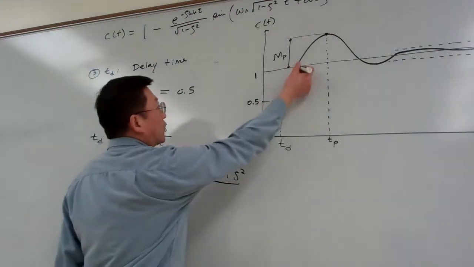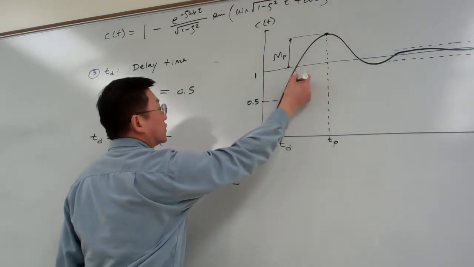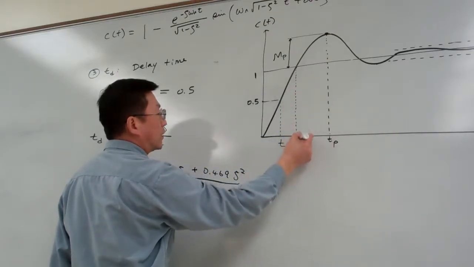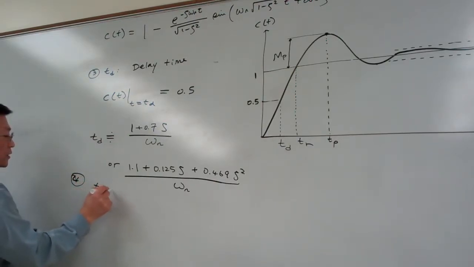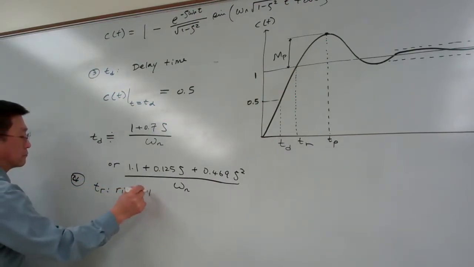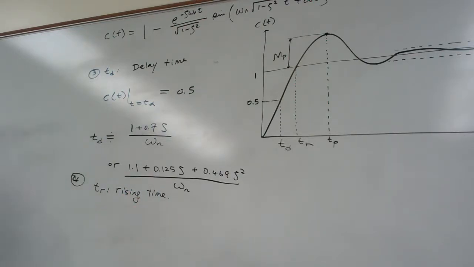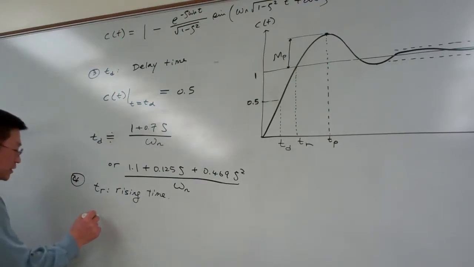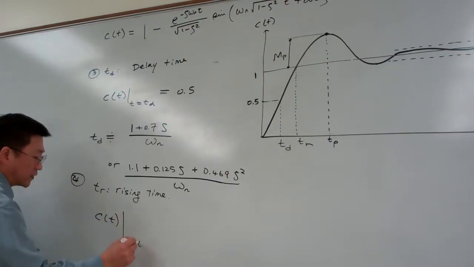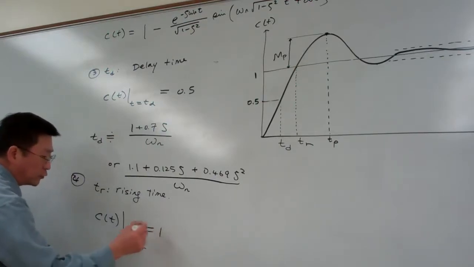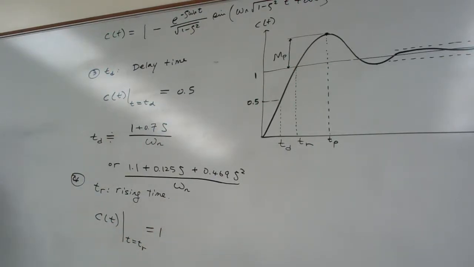TR is the moment when the value of the response arrives at 1, so this is called the TR. The fourth one is called the TR, and I call it the rising time. Here the rising time is defined by when the value of the response, at that time, is equal to 1. So that's the definition of the rising time.